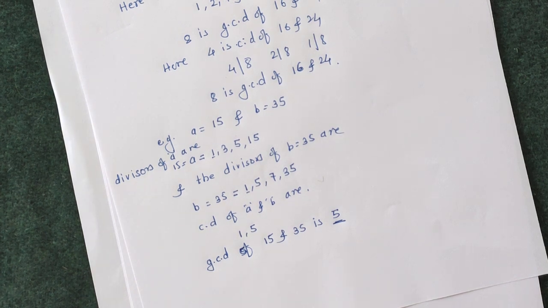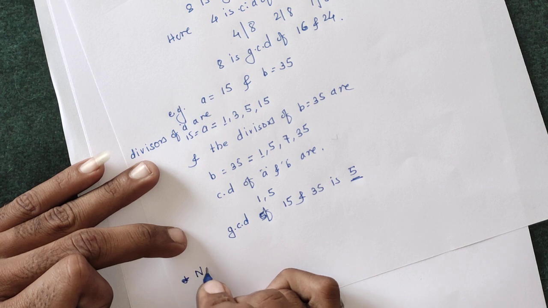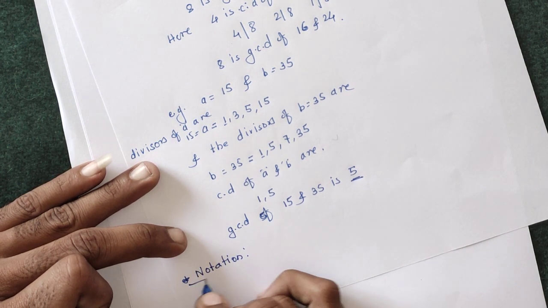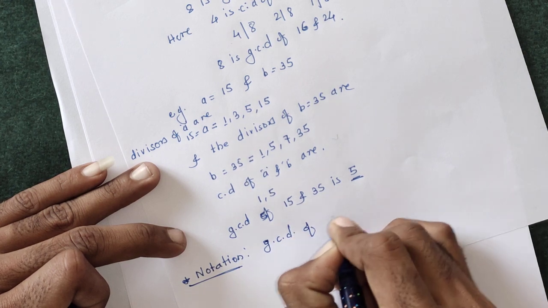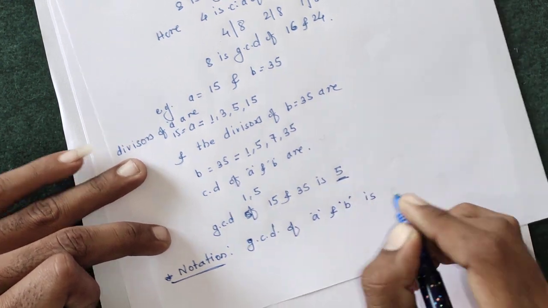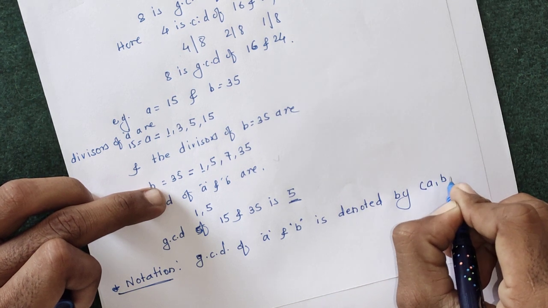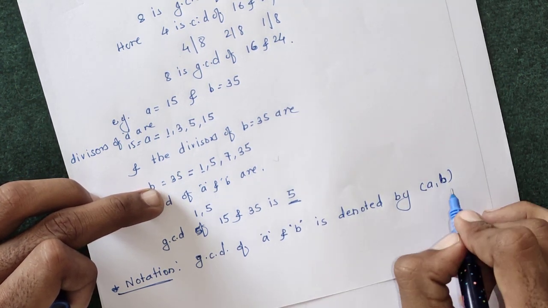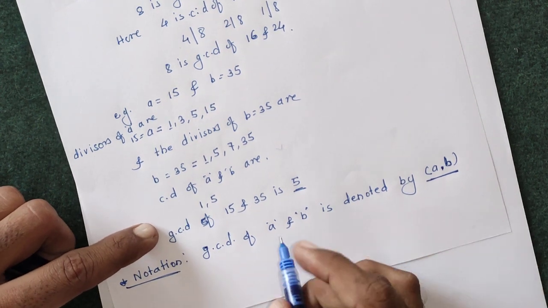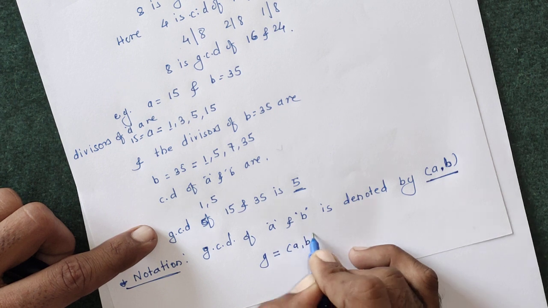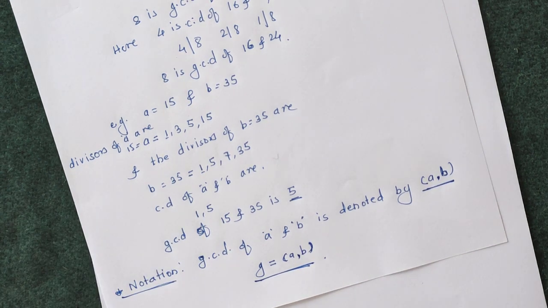Now the notation of GCD. The greatest common divisor of A and B is denoted by GCD of A and B, that is, in open bracket we write the ordered pair A and B. If G is the GCD, then we write it as G is equal to GCD of (A, B). Here is the definition of greatest common divisor.